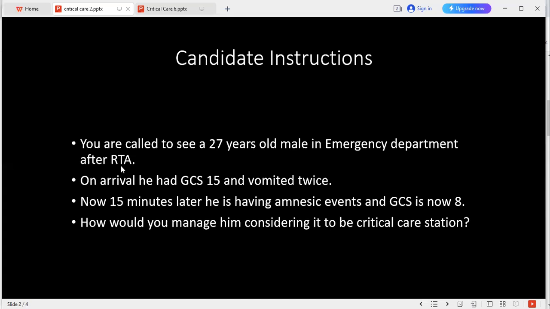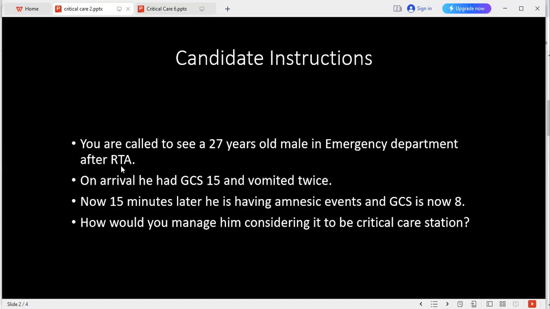Thank you. Can you tell me what is the difference between Cushing triad and Cushing reflex? Cushing triad is the hypertension, bradycardia, and the irregular breathing pattern. And Cushing's reflex is... Can I answer this later? Yes, we can come back to this one later.